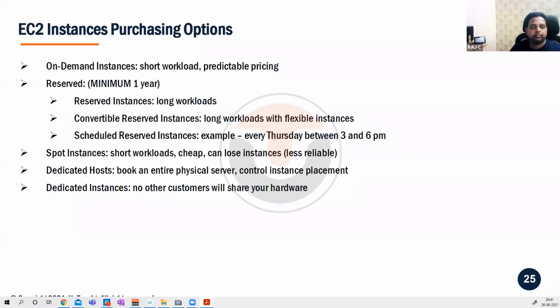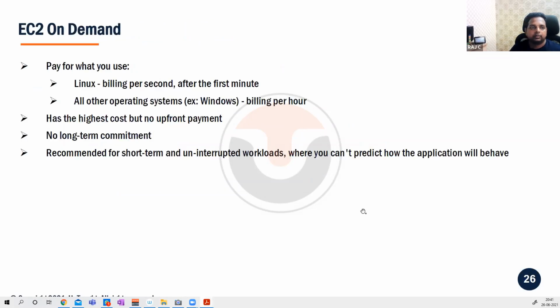Okay. So that's what is given here. No other customers will share your hardware. Right. Let's talk about EC2 On Demand.